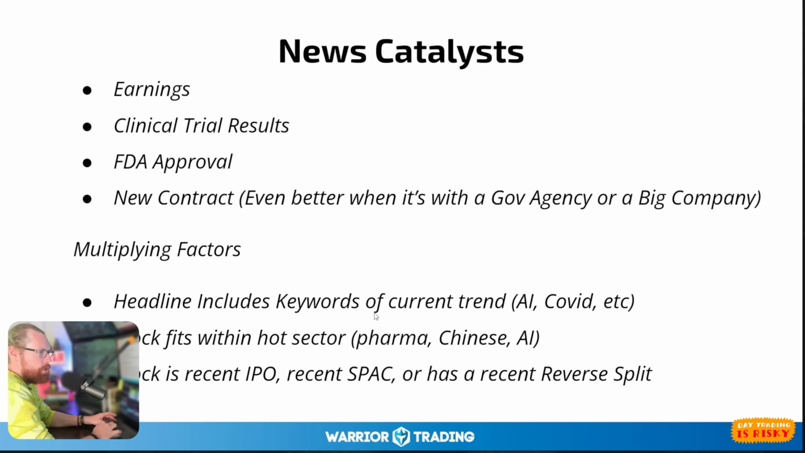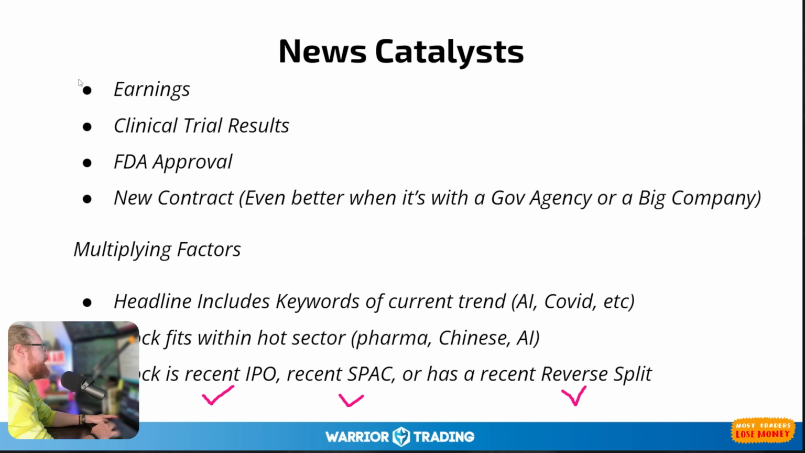So a headline that includes keywords of a current trend can do better. Not always sustained momentum if it's just keyword stuffing, but it can still do better in the short term, which is enough for a scalp trade. If the stock fits within a current hot sector, pharmaceuticals, Chinese, AI, that can also give it more attention. And if the stock is a recent IPO, initial public offering, a recent special acquisition company, or has a recent reverse split, these can all be daily setups that create more volatility.